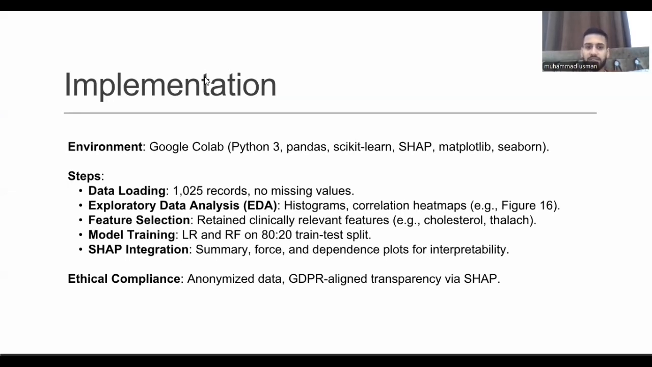The next one is feature selection. And the next one is model training. In this model training, logistic regression and random forest. Basically, in this model training, 80% is for training and the testing is 20%. The next one is SHAP integration: summary plots and different dependency plots.